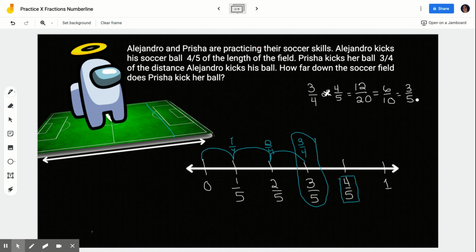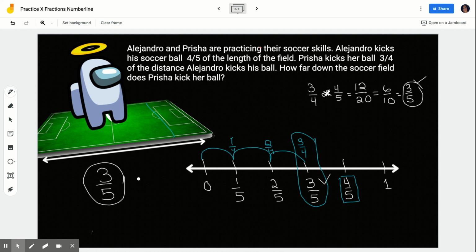So I'm going to ask one more time, can I divide by 2, 3, 5, or 7? Again, the answer is no. So 3/5 is now in simplest form. 3/5 checks out here and here. So that means Prisha kicked her ball 3/5 of the field.